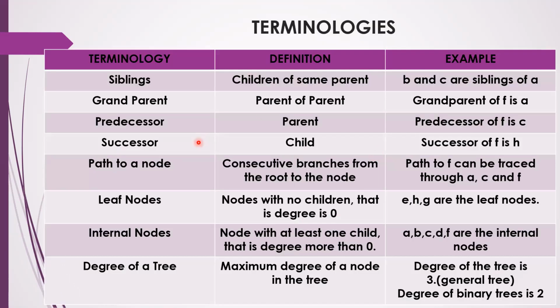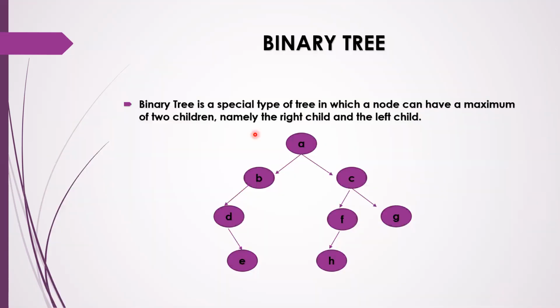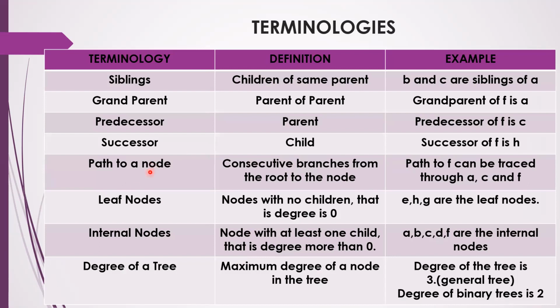And successor is after that. So it is the child. So for any node in a tree data structure, the successor will be a child. For example, C's successor is F, B's successor is D, and B's child is also D, right? And D's successor is E. D's child is E.